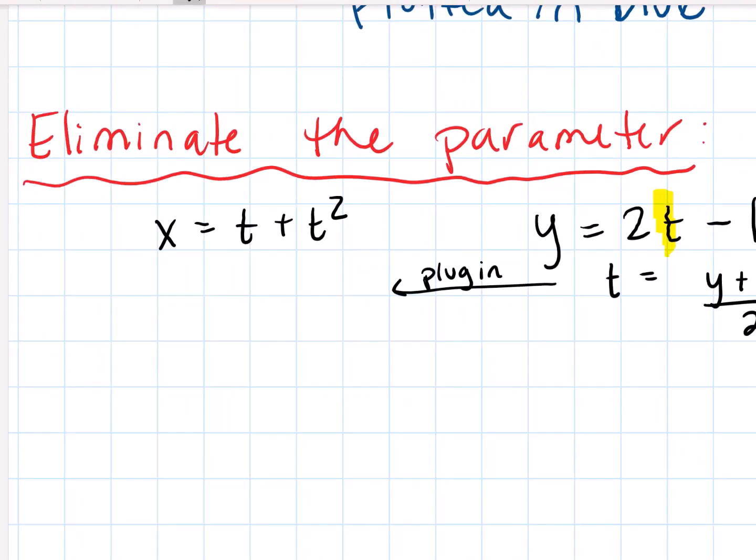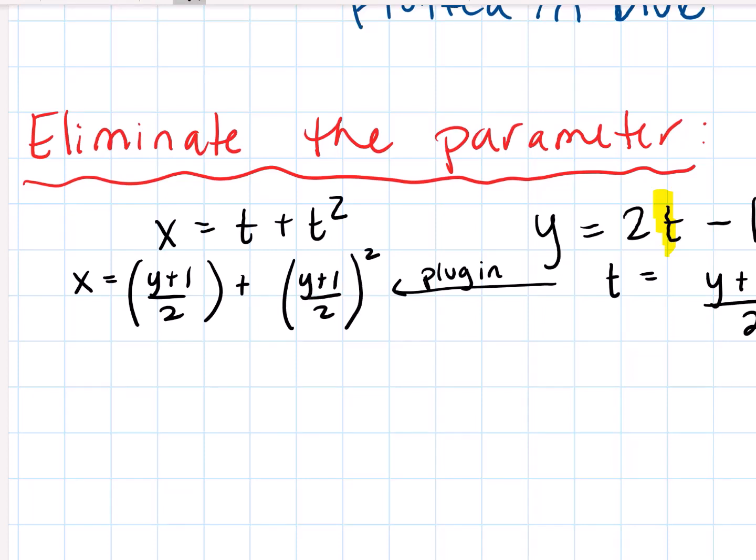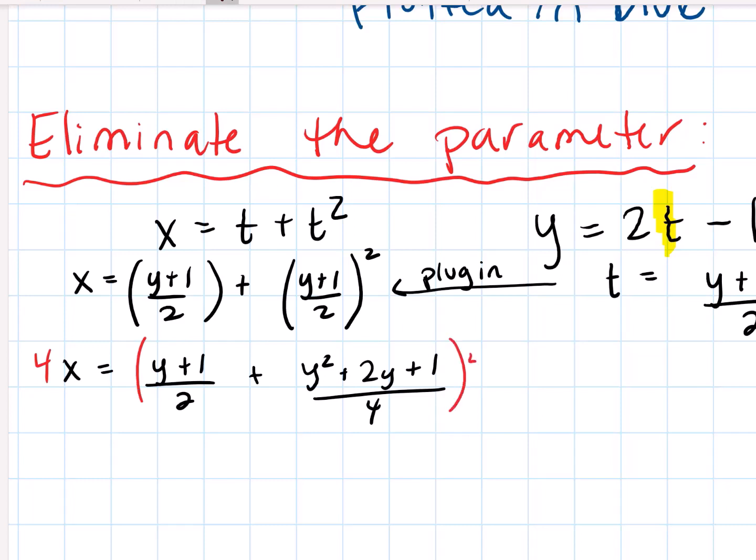into my definition for x, and x is going to be equal to (y plus 1) over 2 plus ((y plus 1) over 2) quantity squared. If I go pretty quickly, that's (y plus 1) over 2 plus (y squared plus 2y plus 1) over 4. If I multiply both sides of this equation by 4, I will end up with 4x is equal to 2y plus 2 plus y squared plus 2y plus 1.